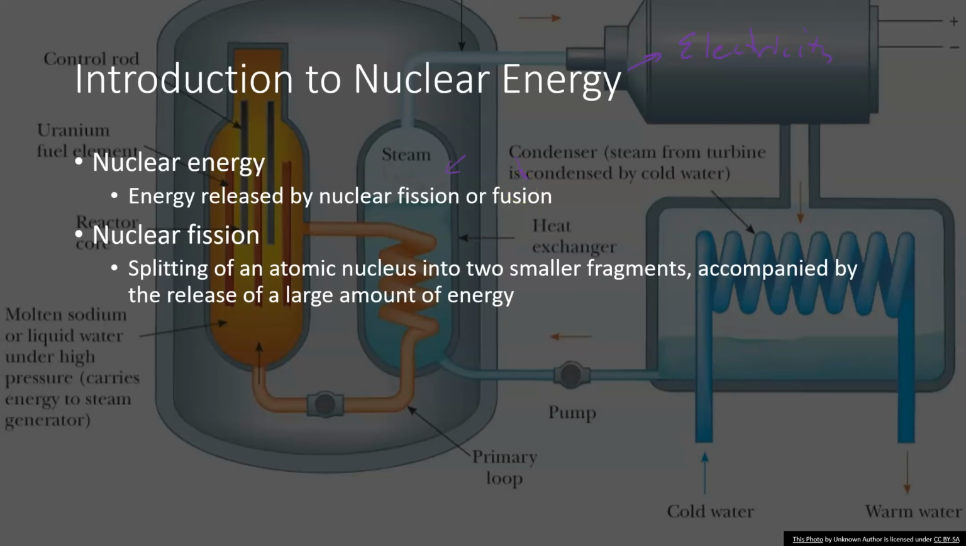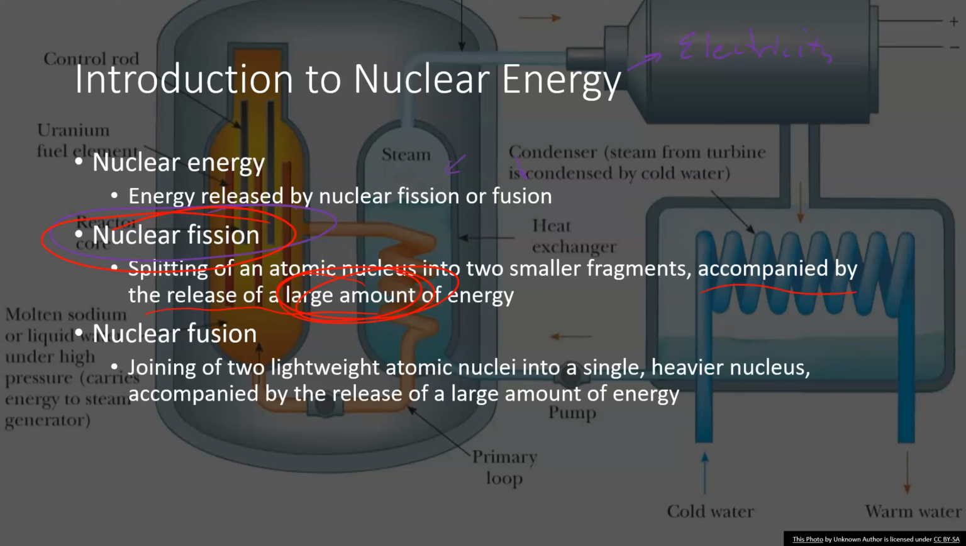Fission refers to the splitting of big atoms, and it is the way we currently produce power for electricity in our nuclear power plants. It's the splitting of an atomic nucleus into two smaller fragments, accompanied by the release of a large amount of energy. Fusion would be taking two smaller elements and fusing them into a single new element. That's what powers the sun, by the way, and all stars: the fusion of hydrogen into helium, and then eventually helium into carbon, etc.